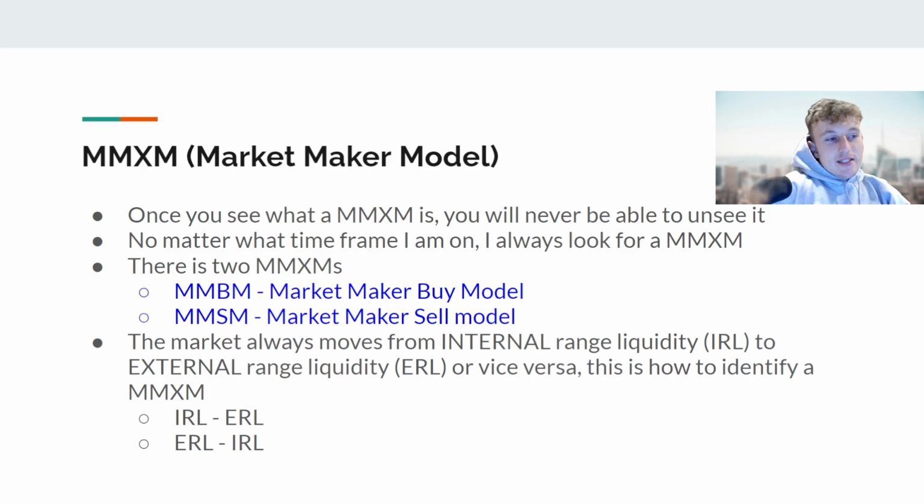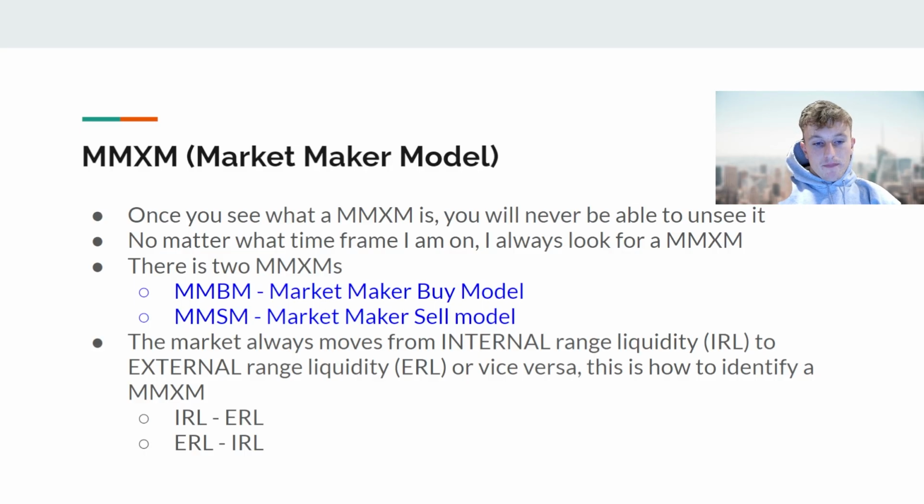And these appear in every time frame. Now, that's going to confuse you. You're going to be like, what if we're in a buy model in this time frame, but a sell model on this time frame? That can happen, and it does happen all the time, but you're not going to be able to understand that without screen time. So again, there are two models: market maker buy model, market maker sell model, MMBM, MMSM.